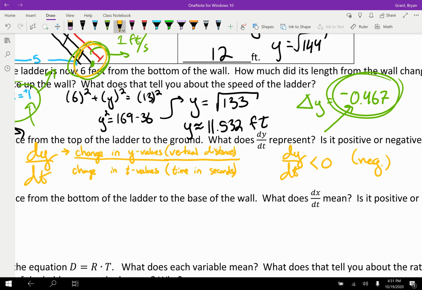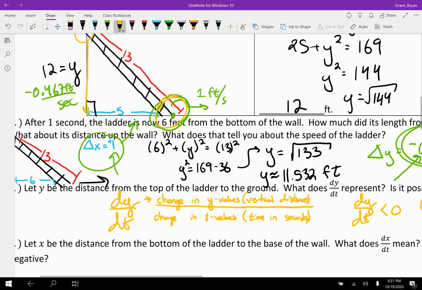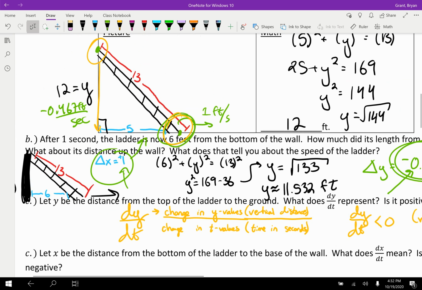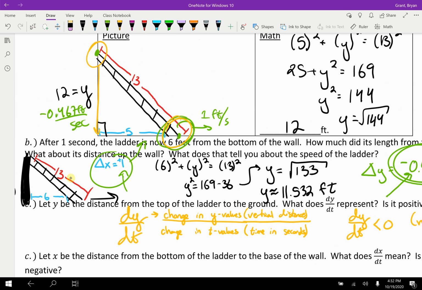dy/dt will always be negative because we are decreasing the distance between the top of the ladder and the base. And whenever you decrease distance, think decreasing slope, that is a negative slope.